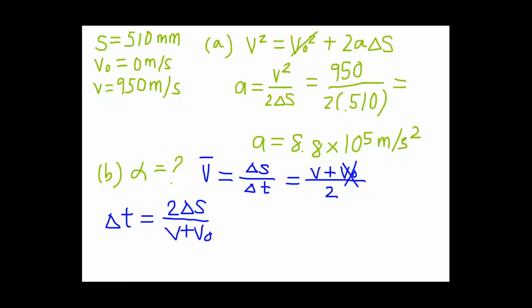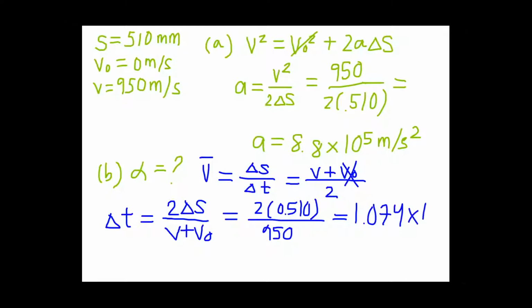And that would equal, after putting in the numbers, 2 times 0.510 over 950, which would equal approximately 1.074 times 10 to the negative third seconds. And the reason we were able to determine that time, what we were solving for, is because time is something that we can relate between angular and linear motion, right? Absolutely, that's one quantity that won't change over both the motions. Okay, so that was a very logical path to take.